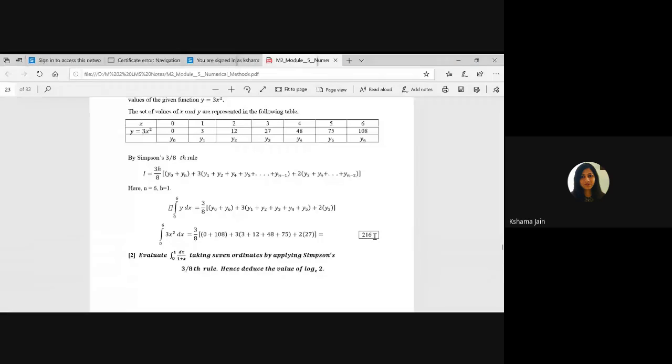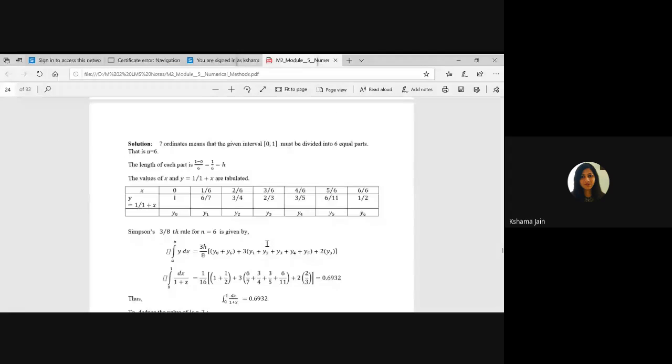No need to worry. I will send you the scanned copy of my book because many mistakes are there in this method. So the same we will apply for this. I try to explain it again. They are asking, see here, h will be (1 minus 0) by 7, right? 7 ordinates they are asking. So h will be... again this is also wrong, what they have given. Quite difficult to explain this method.